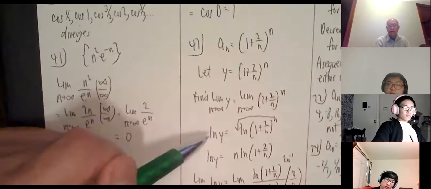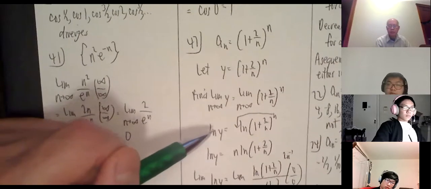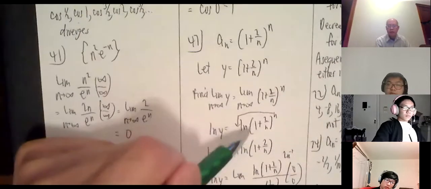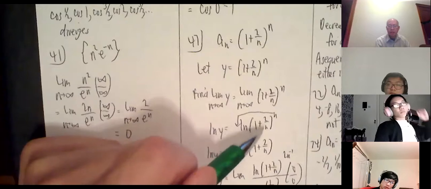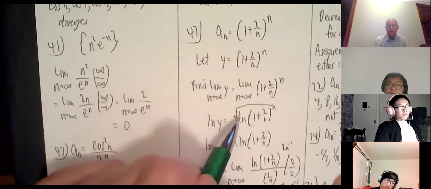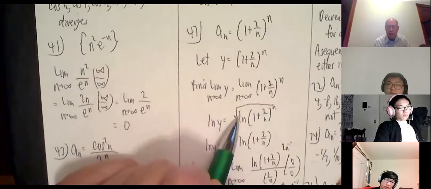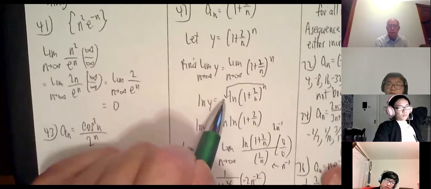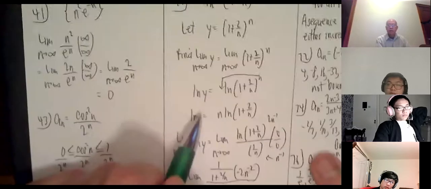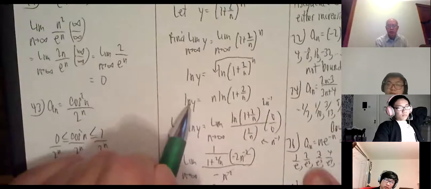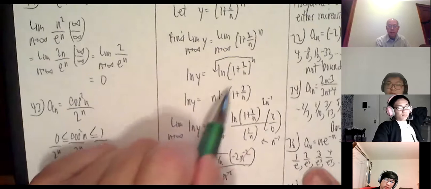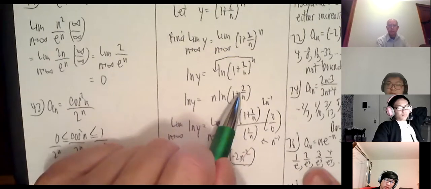What I'm going to do is take the natural log of both sides. ln of y is equal to ln of 1 plus 2 over n to the n. The reason I do that is now I'm allowed to bring that n down in front. Property of logs. So here we are: ln y equals n ln of 1 plus 2 over n.